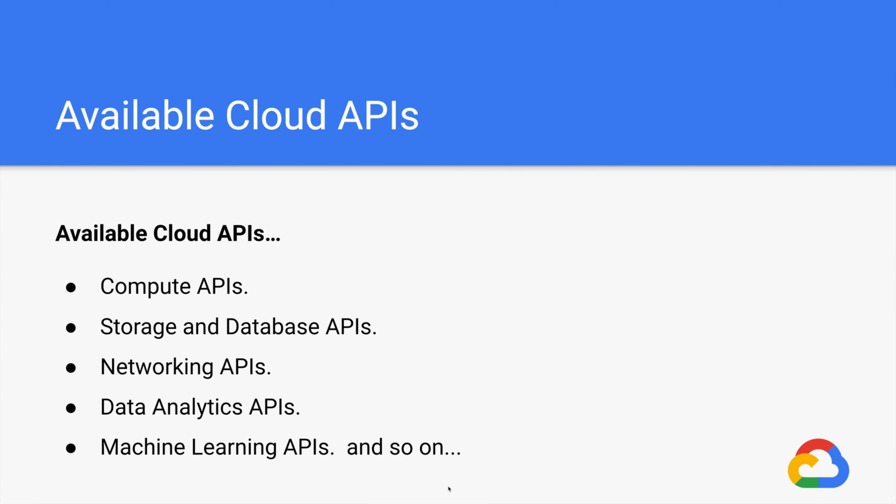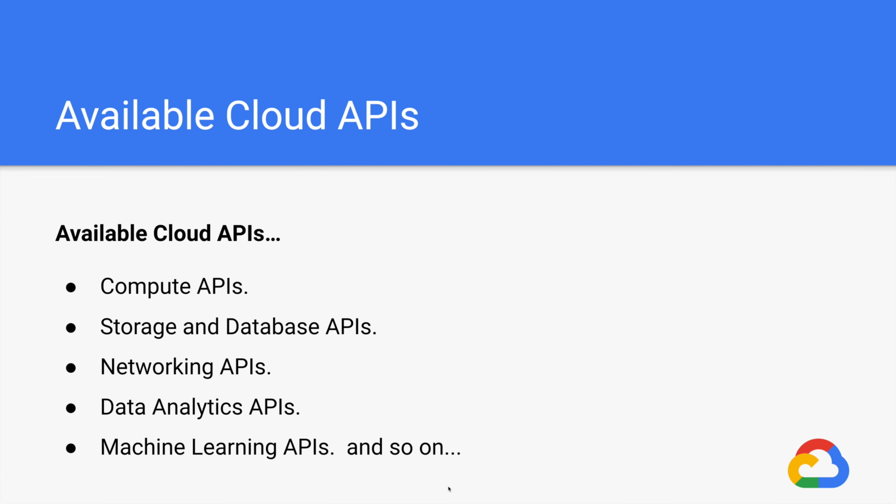We have cloud APIs available for compute engine, APIs for storage and databases, APIs for networking, data analytics, machine learning, and so on. If you want to learn more about the available Google Cloud APIs, I will provide the link at the end of this video or in the description, so you can go ahead and explore more about these APIs.